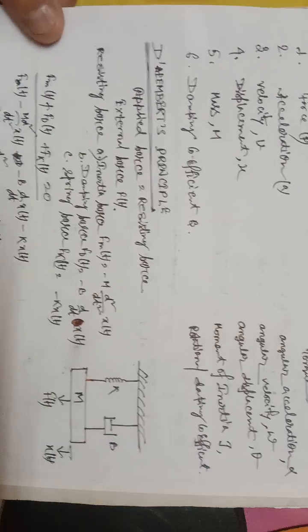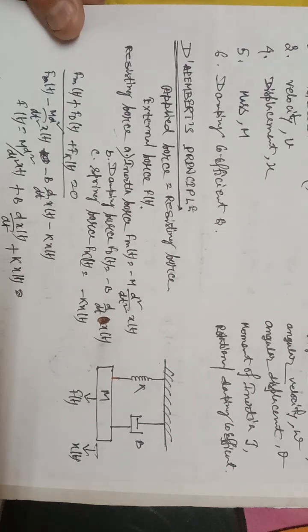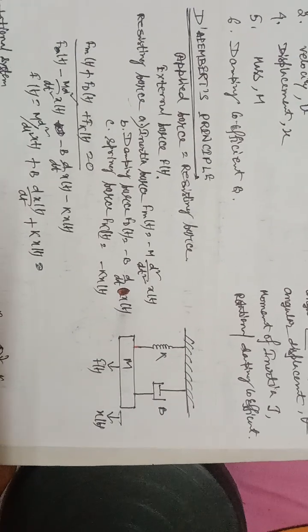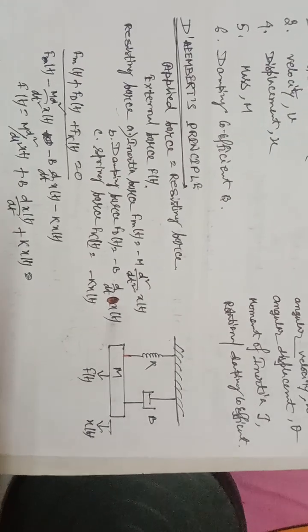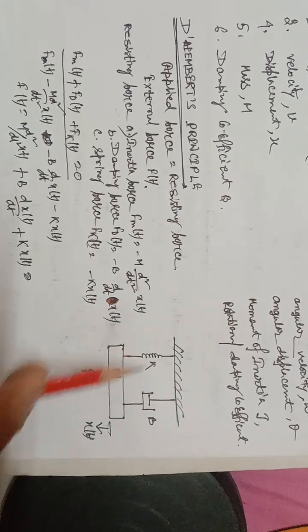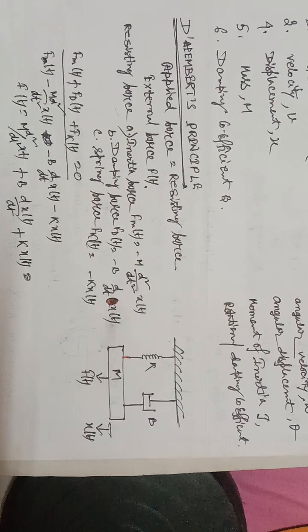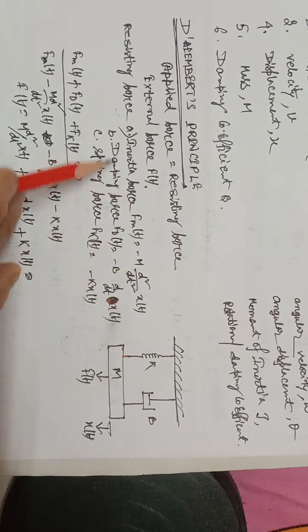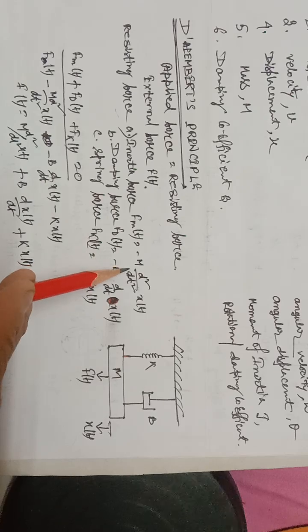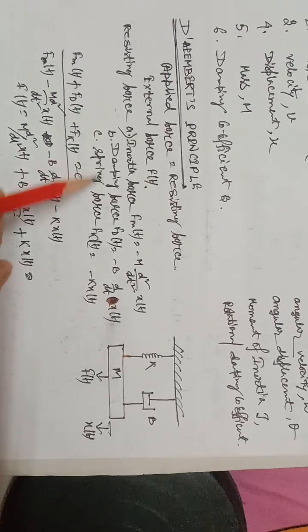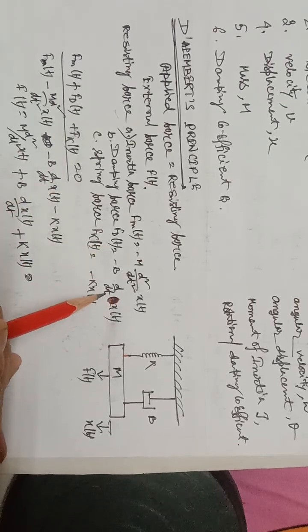Now regarding applying these cases, we consider D'Alembert's principle. Look here, this is for a mechanical system with spring constant K, damper B, and mass M. For this mechanical system, we first consider the inertia force: F_m(t) is equal to minus m, in the opposite direction, into d square by dt square of x(t), and the damping force F_d is equal to minus b d by dt of x(t).